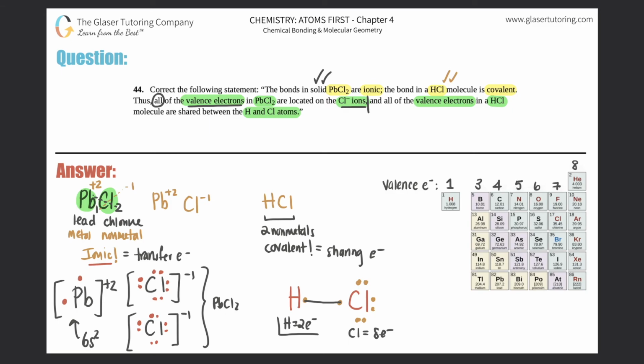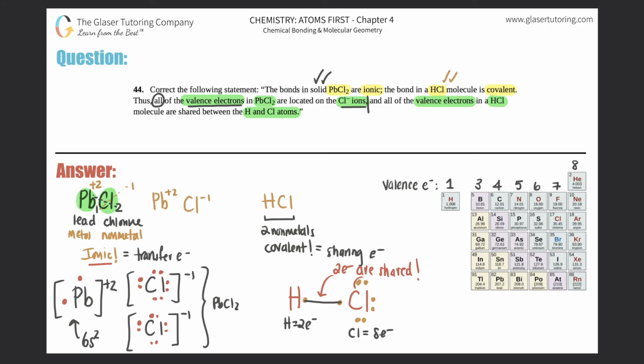But now it says over here, all of the valence electrons are shared. Is that true? No. How many electrons are shared? Only 2 electrons are shared. So that's how that statement is incorrect. Only the 2 electrons are shared because we only have 1 single bond.